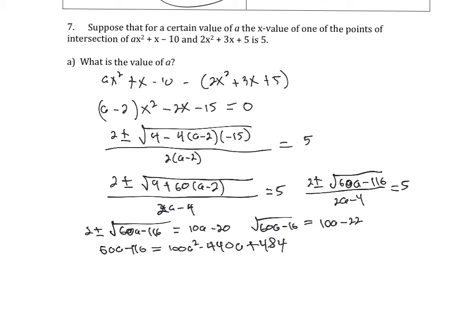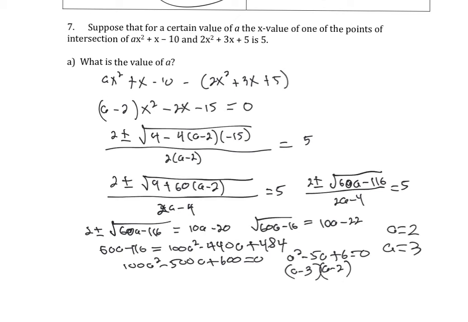Okay, so then we're going to subtract 60a minus 116 from both sides, and we're going to end up with 100a squared minus 500a plus 600 equals 0. We can divide everything through by 100 to get a squared minus 5a plus 6 equals 0, and that factors to a minus 3 times a minus 2, so a could be either equal to 2 or to 3 to get an x value of 5. Okay.